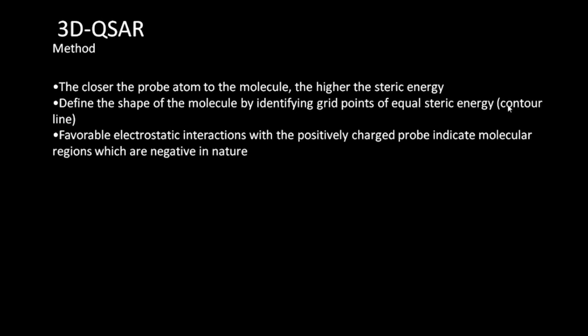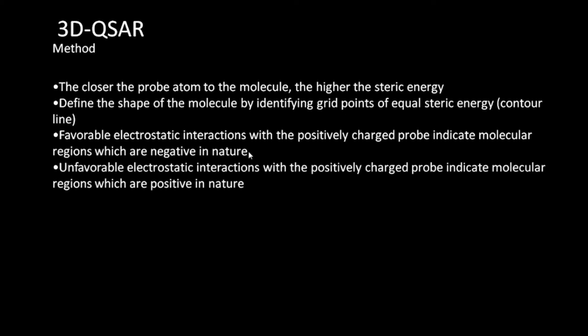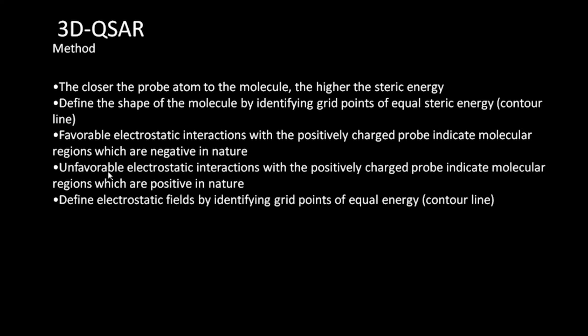You can have favorable electrostatic interactions, meaning a positively charged probe indicates molecular regions which are negative in nature, or unfavorable electrostatic interactions, meaning a positively charged probe indicates regions which are positive in nature. Then we can have electrostatic fields by identifying grid points of equal energy; those are all called contour lines. We keep repeating the procedure for each molecule. For each molecule, you get lots of data at each grid point related to electrostatic interaction or repulsion and steric interaction or repulsion.